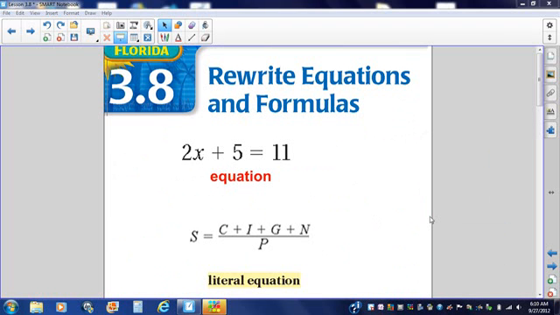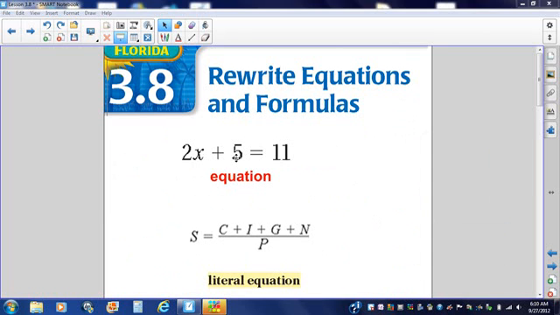All right, peeps, please take out your notes / homework spiral. Today's notes are going to be on lesson 3.8. We're going to start practicing how to rewrite equations and formulas.